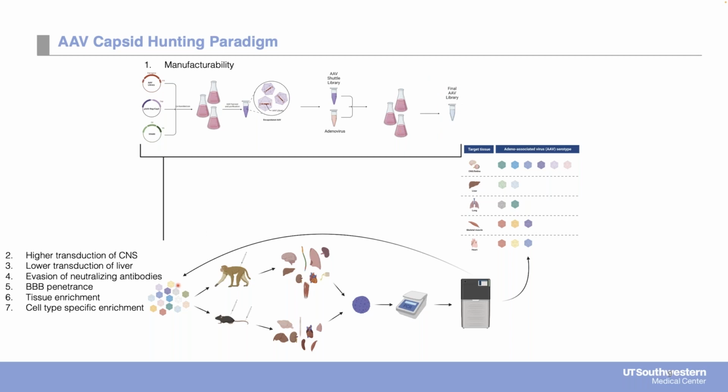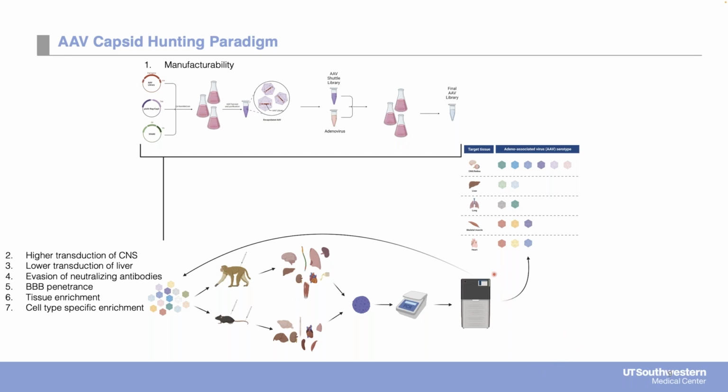Once we've taken this final library, this is what we inject into non-human primates and mice. And then after a few weeks of infection, we collect every single tissue from the animal. Depending on the paradigm, our current strategy is isolating the nuclei, and we'll go over that later in the talk as to why we focus on doing this. But we essentially PCR amplify the cap gene out of the tissues, and then these cap genes are processed for the SMART-Cell library preparation.